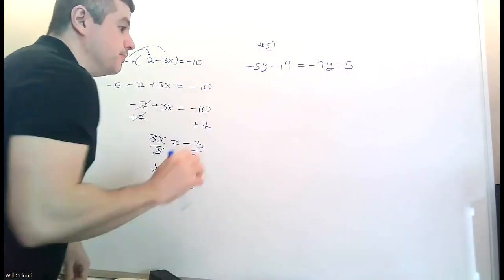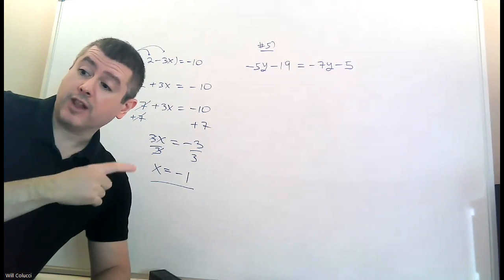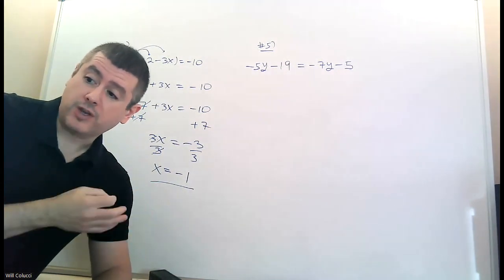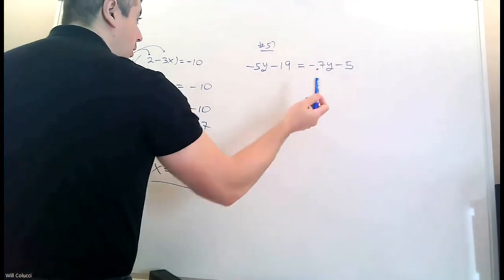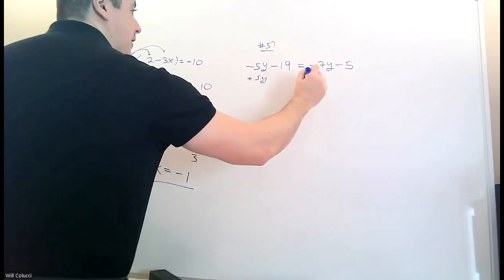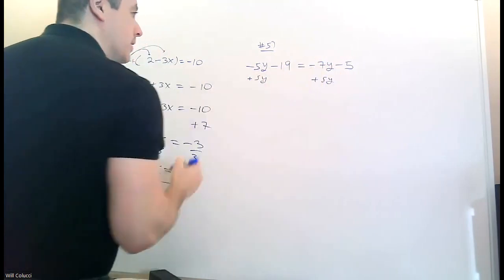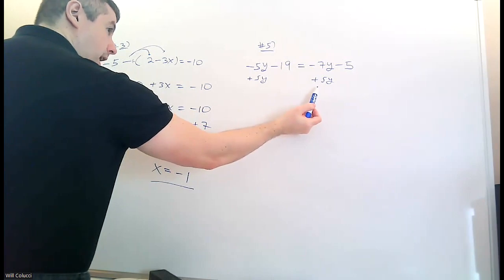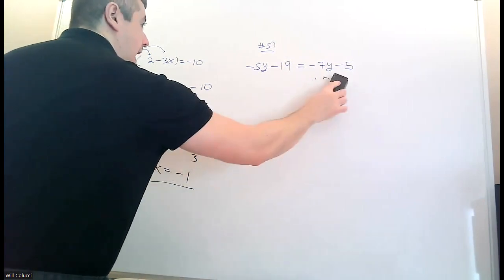Now, this question is slightly getting harder. Now, there's letters on each side. But the goal is letter on one side, number on the other side. You cannot have letters on both sides. So you have a choice. I could eliminate the y from the left side. But if I do that, it's going to create a -2, -2y. I'd rather not do that.